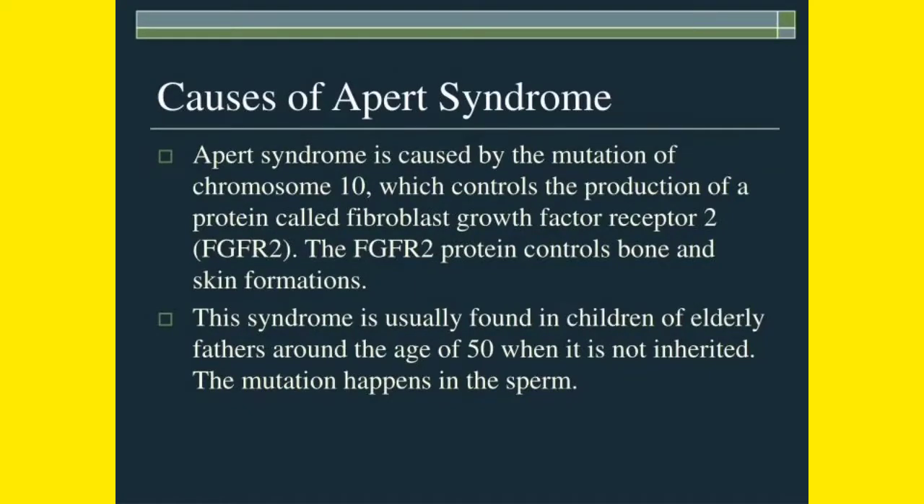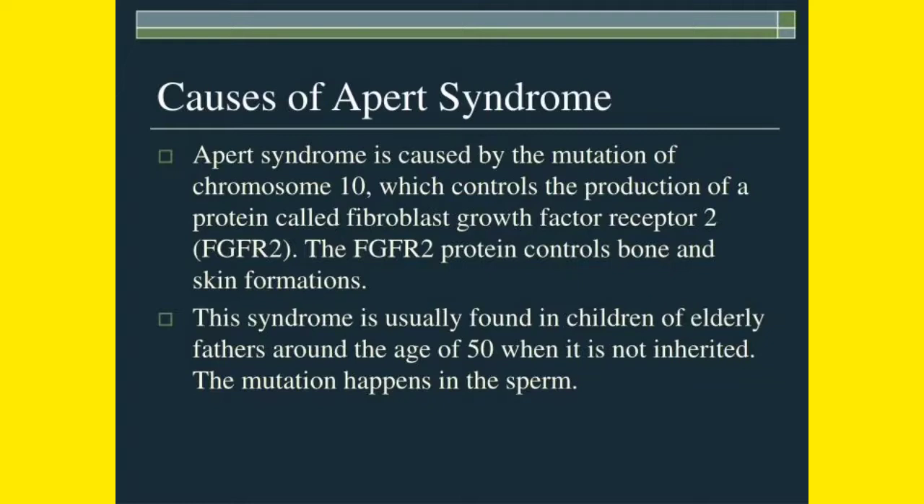Now let us learn what is the cause of Apert syndrome. You can see in the slide. Basically, Apert syndrome is caused due to a mutation in chromosome number 10. So always remember, chromosome number 10. There is a mutation. What happens? It affects the gene that controls the production of a protein known as fibroblast growth factor receptor 2. So this is the name, FGFR2. You can remember FGFR2. FGFR2 protein controls the bone and skin formation. So what is the function of this FGFR2 protein? It controls the formation of bone and skin.